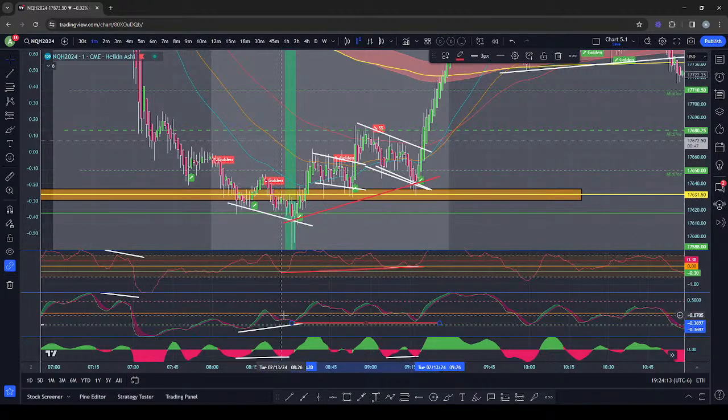So there are a couple of options in how to proceed with this. One was just the pattern of the channel right here. The other was a bullish divergence within the channel.